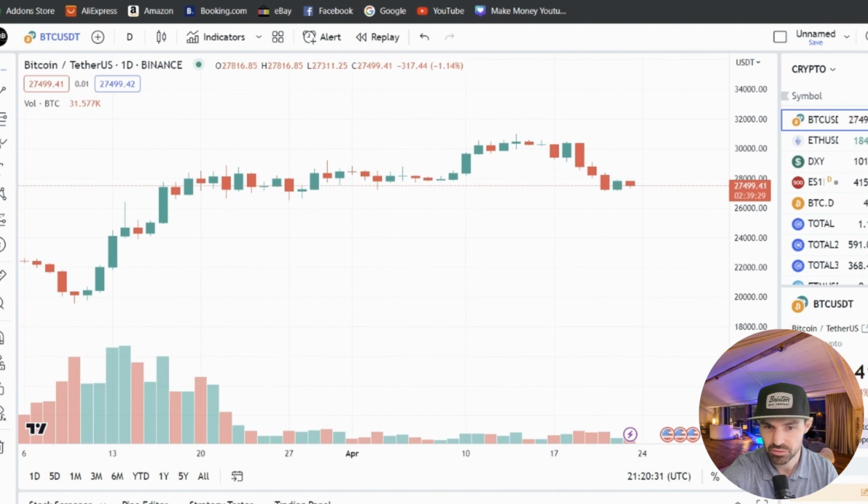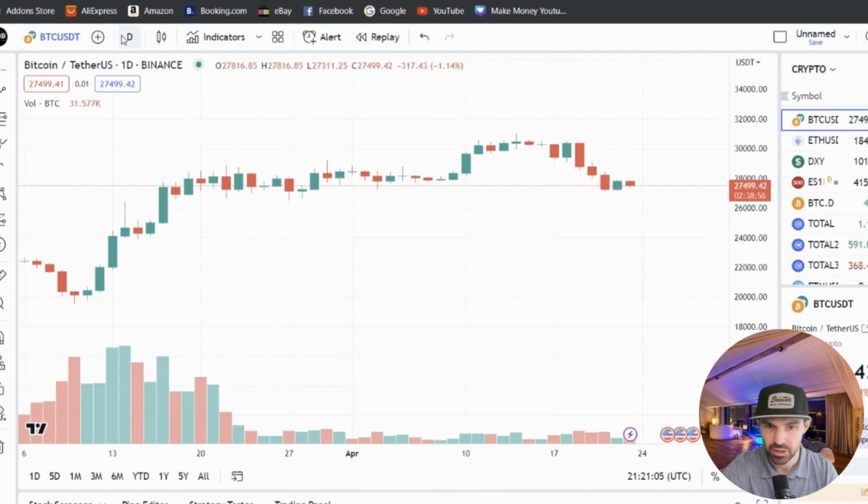Now the green ones represent bullish. They're bullish candles in the sense that the price is going higher. And the red candlesticks are bearish candles. They are showing a decrease in the price. So in this time frame, we've got our time frame up here. It's on the day chart, so that means that each candlestick represents 24 hours of price action.